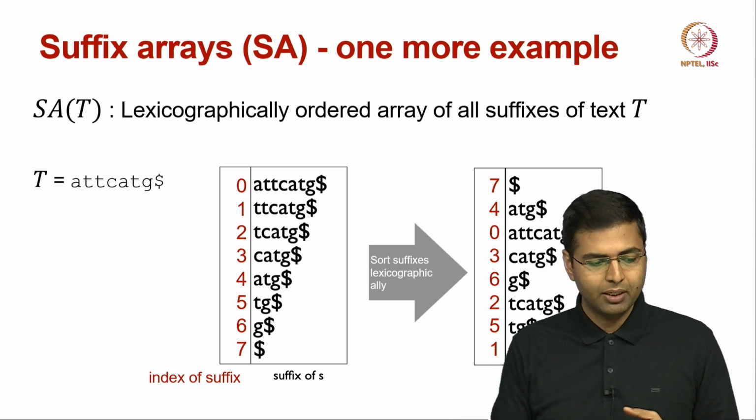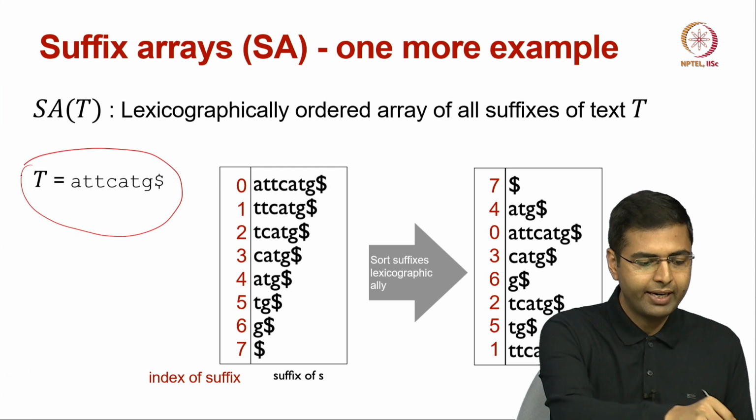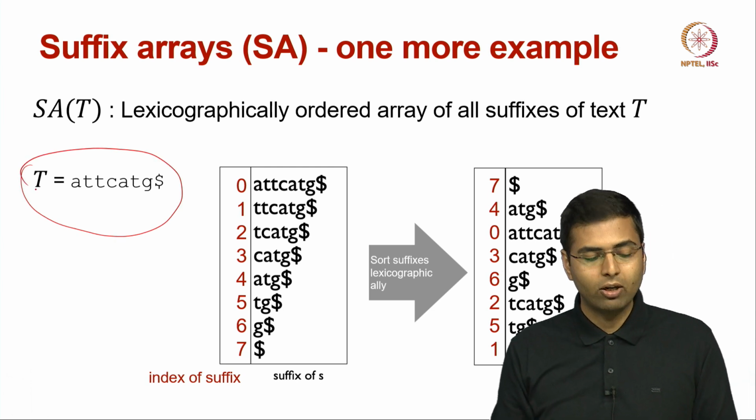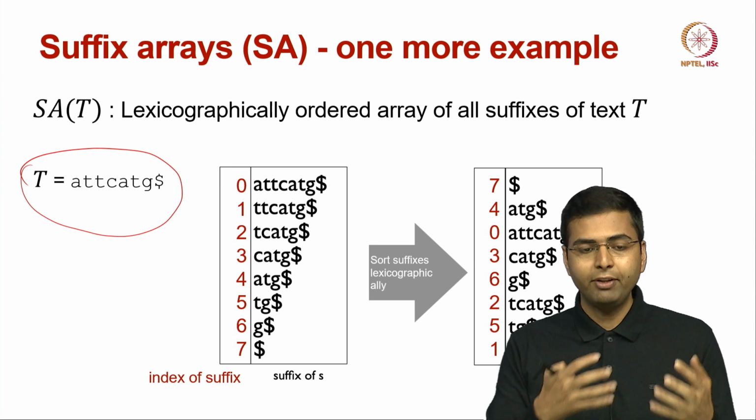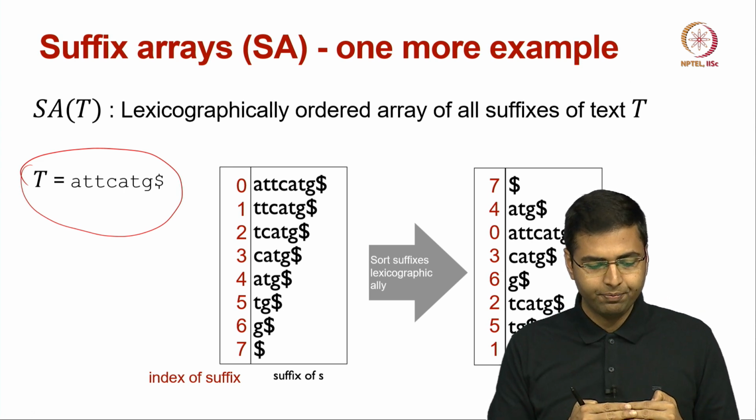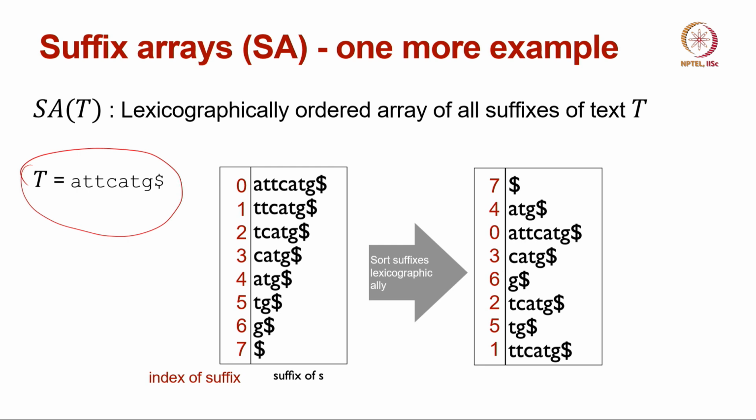Let us take a look at another example. So this time with text T given as ATT, CAT, G dollar. Again, to build a suffix array, first we look at all the suffixes of this text T. So it has 8 suffixes shown on the left. Once we sort these suffixes lexicographically, we get our suffix array, which tells me the lexicographically ordered array of all the suffixes of text T. So again, because dollar is the lexicographically smallest suffix, dollar will occur first. Similarly, next will be ATG dollar, next will be ATT CATG dollar, and so on.